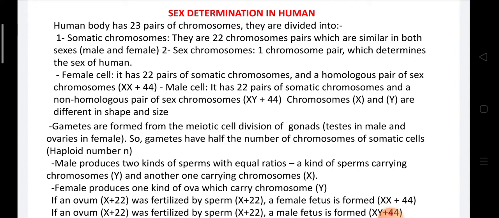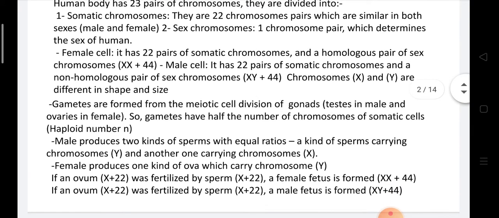This one pair may be homozygous, as in female, X and X chromosomes, or may be heterozygous, as in male, X and Y. The Y chromosome is shorter than the X chromosome, and it is responsible for sex determination in humans. When it is absent, the female character will appear.